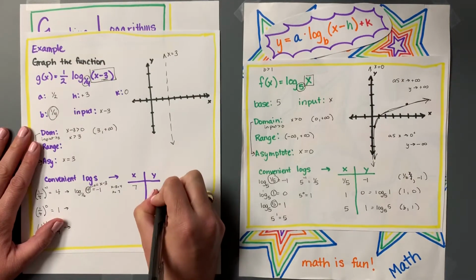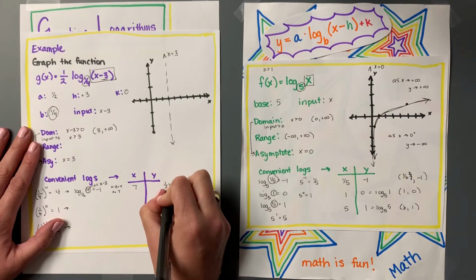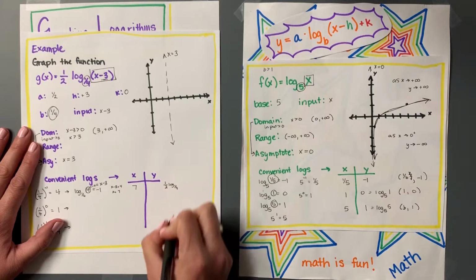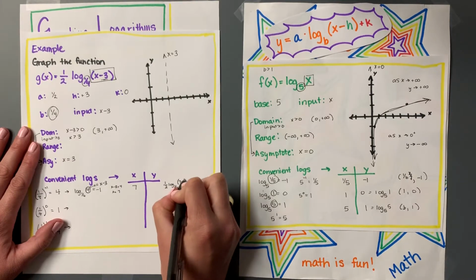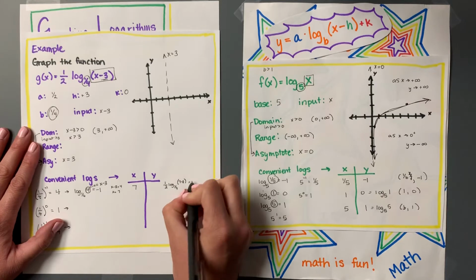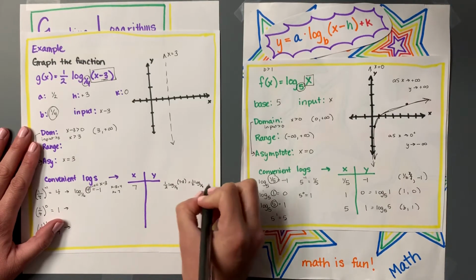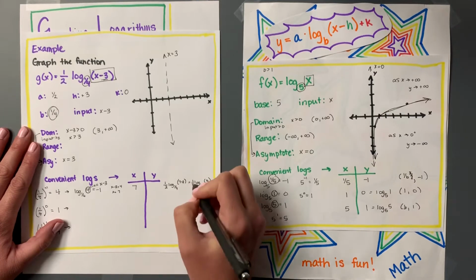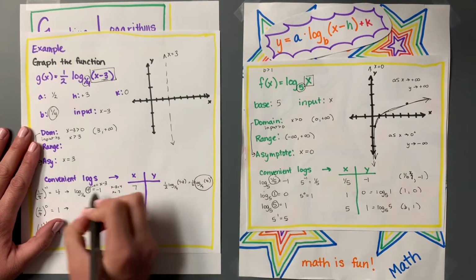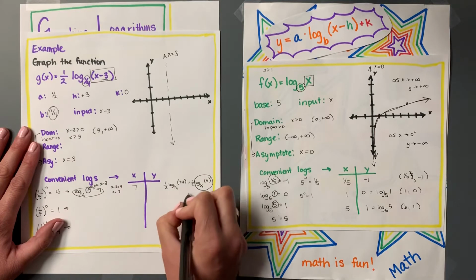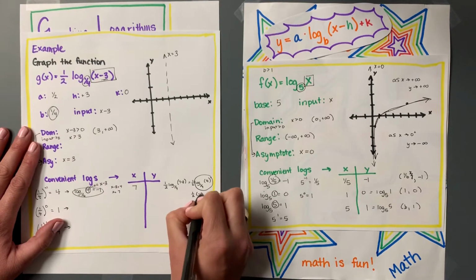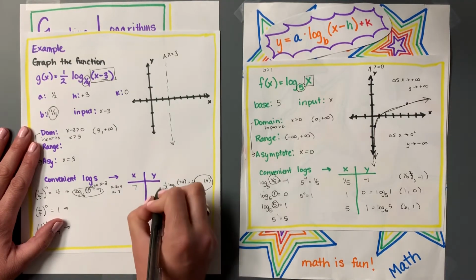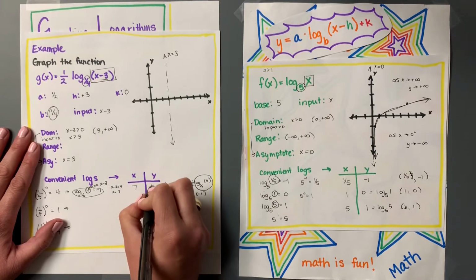So this is going to give me 1/2 times log base 1/4 of 7 minus 3, which is 1/2 log base 1/4 of 4. And I know that this is negative 1. So I have 1/2 times negative 1, which gives me negative 1/2.